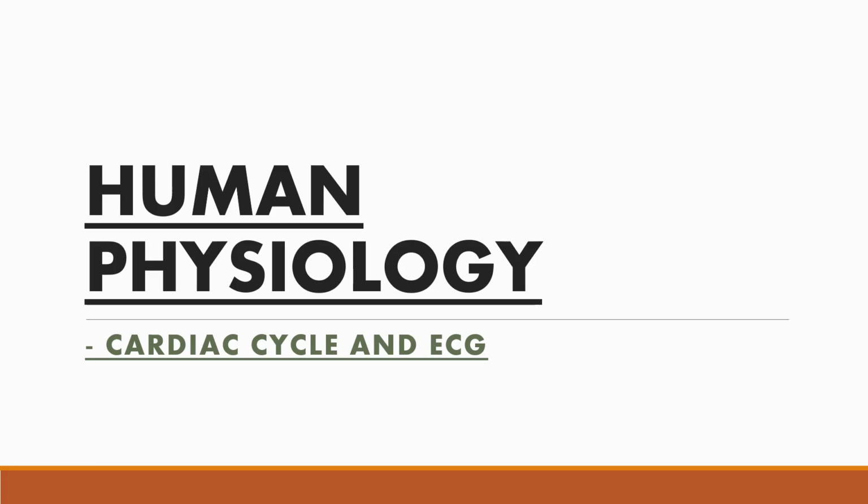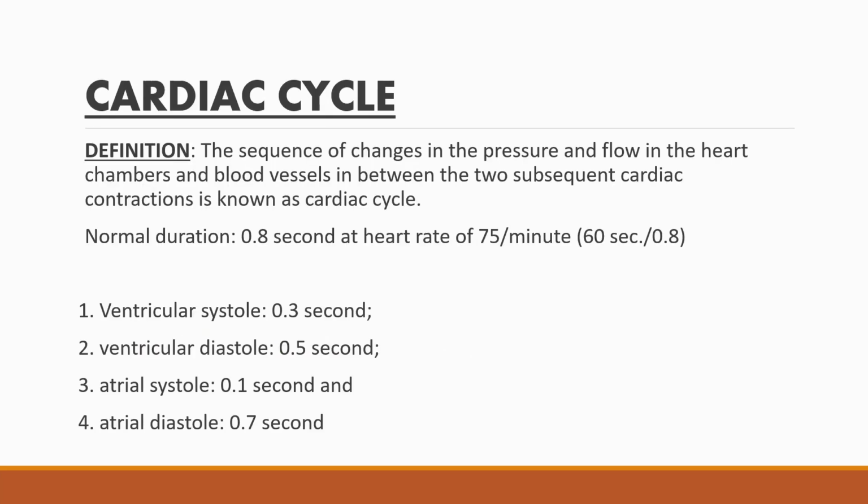In our last lecture, we have already discussed some basic points regarding the physiological anatomy of heart. And today in this lecture, we will be discussing in detail about the cardiac cycle and electrocardiogram. So let's begin. What is cardiac cycle? It is a sequence of changes in the pressure and flow in the heart chambers and the blood vessels in between the two subsequent cardiac contractions, known as the cardiac cycle.